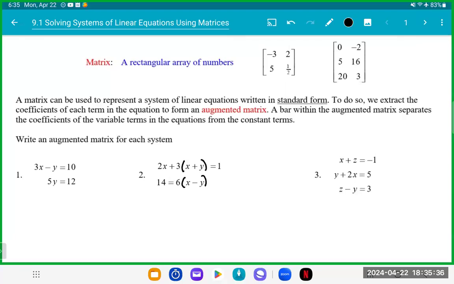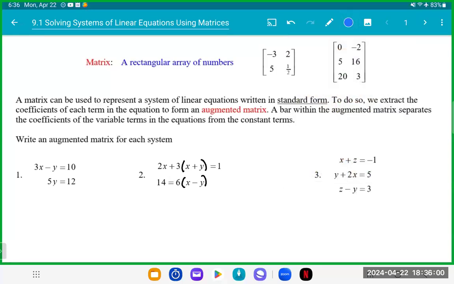Okay, and so in order to do that, we have to write these systems of equations in that standard form where we have x plus y plus z equals a constant. Okay, so this first problem, you can see that we have that in that format.